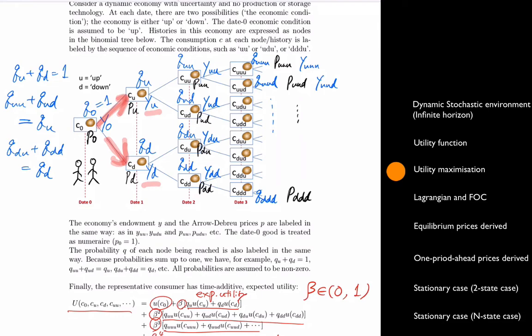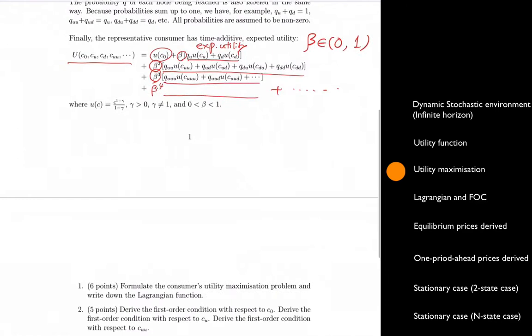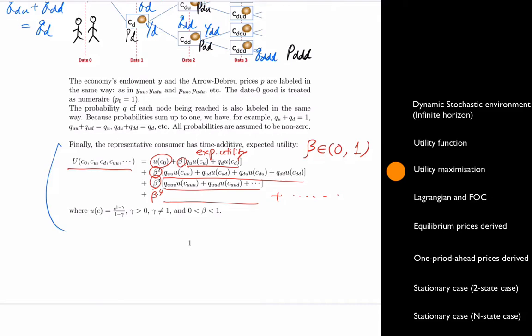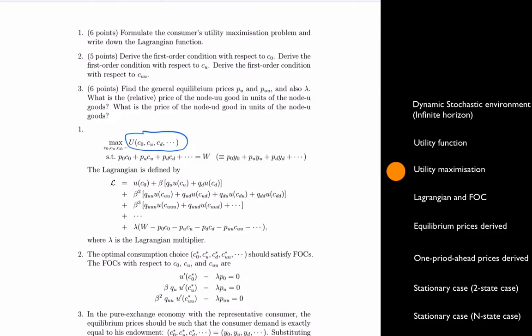Now that we have the utility function and prices and endowment, we can formulate the consumer's utility maximization problem. We already assumed this utility function. So the objective function is that utility function, and the consumer maximizes this utility function by choosing the entire consumption plan subject to the budget constraint. The budget constraint says that the total expenditure is equal to his wealth, which is equal to the total value of his endowment.